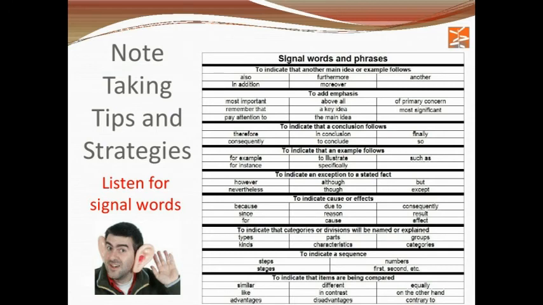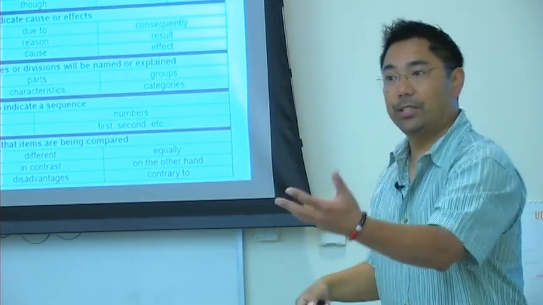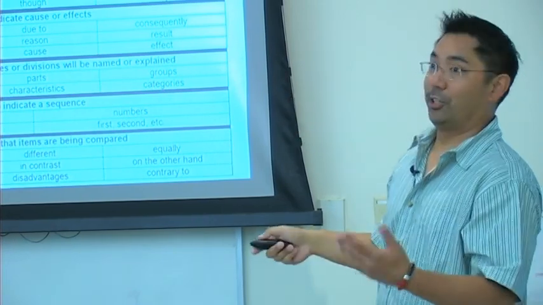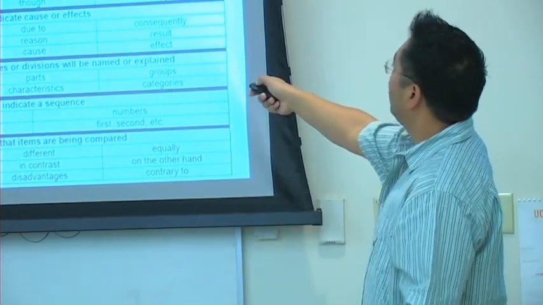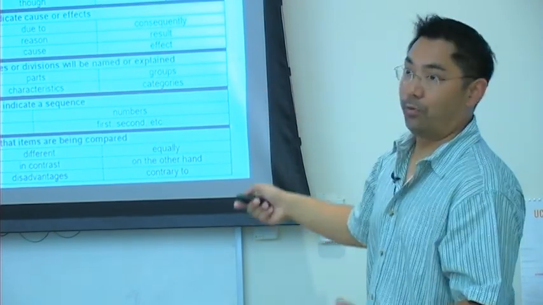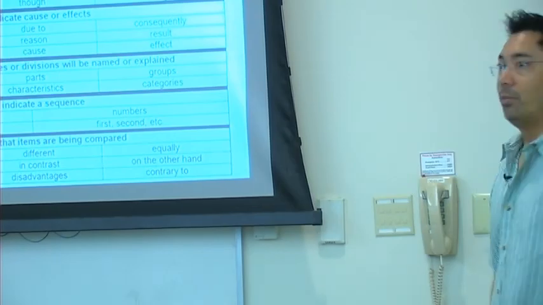Because of, characteristics, number sequence, different contrasts, disadvantages, equally, on the other hand, all of these different words give you a clue what's going on. So this is indicating another idea that's coming up, to add emphasis to stuff, okay? Indicate a conclusion. They say in conclusion, right? To indicate an example follows, to illustrate, as such, specifically, or to say, for example. To indicate an exception. Oh, that's another thing too.